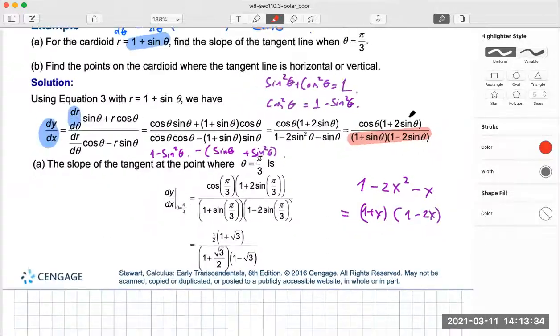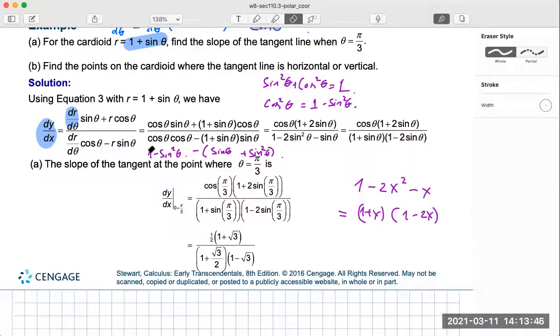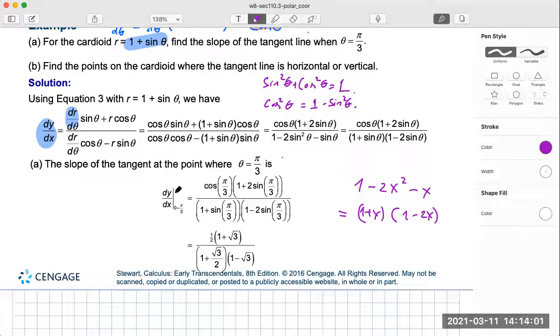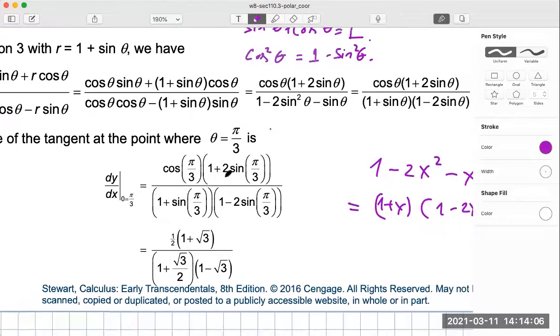Then, look at this. This is the tangent for any points, okay? So, specifically at theta equal to pi over 3, what we need to do is substitute the value of the angle theta at pi over 3 into this formula, right? Which means the tangent here will be cosine of pi over 3 times 1 plus 2 sine of pi over 3, divided by 1 plus sine of pi over 3 times 1 minus 2 sine of pi over 3. Okay?